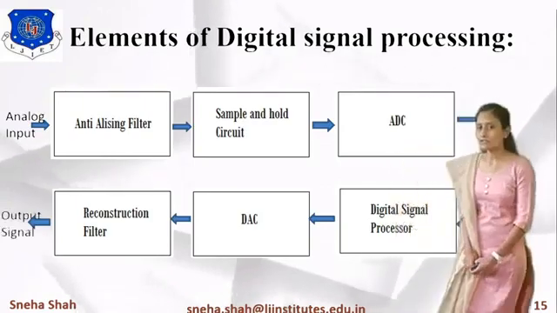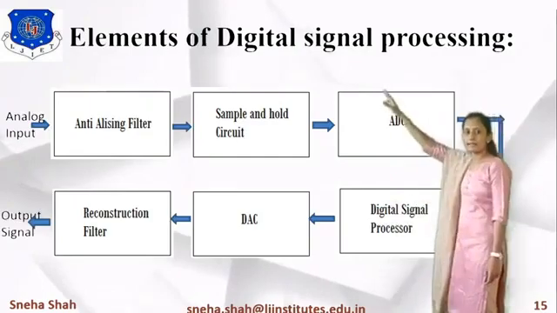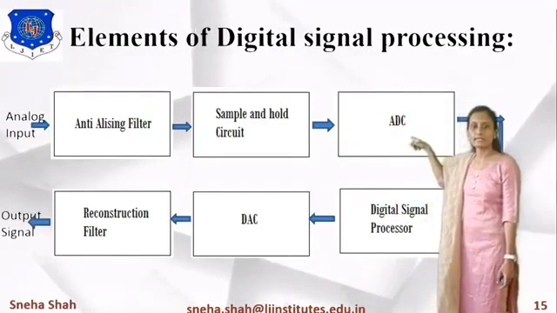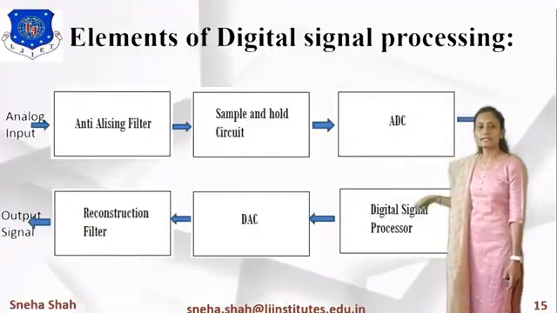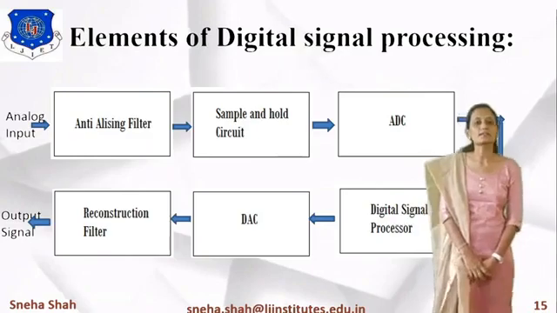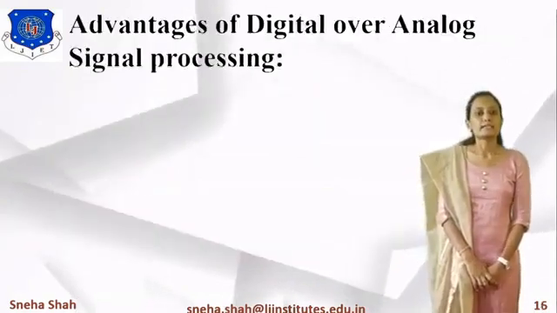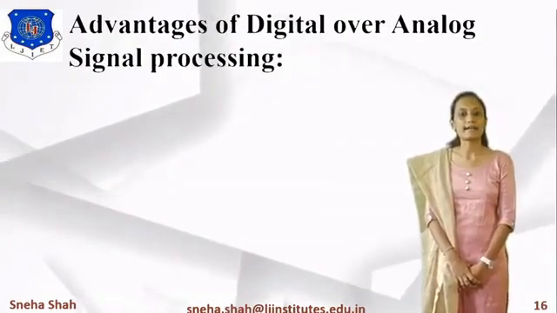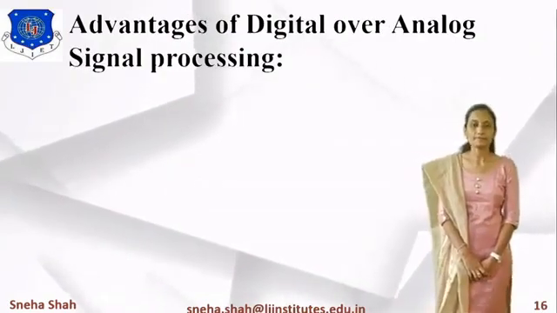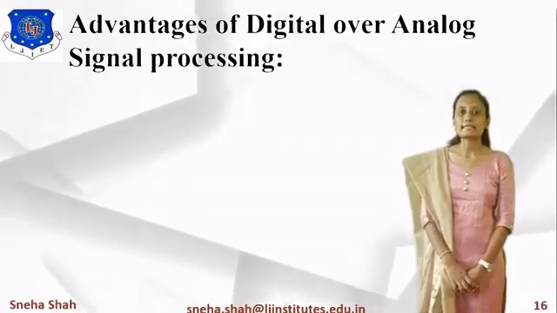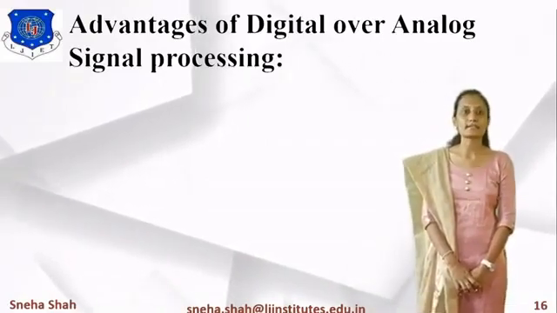So the basic elements of the digital signal processor are these six. The first one is the ideal line converter, then the sample and hold circuit, A to D converter, digital signal processor, D to A converter, and the reconstruction filter. Now the next topic is advantages of digital over analog signal processing. So what are the advantages of digital signal processing over analog signal processing?